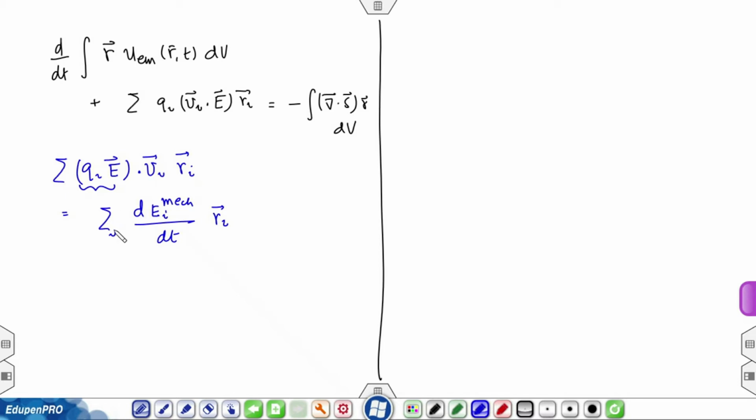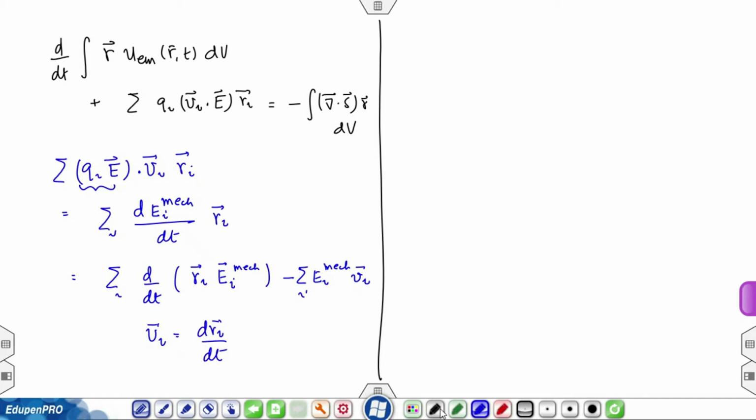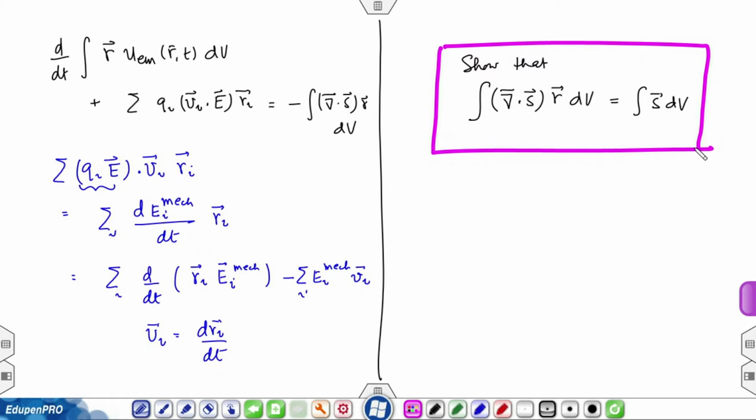This is summed over i, which is nothing but summed over i of d/dt of (r_i E_i mechanical) minus E_i mechanical v_i, summed over i, where v_i is dr_i/dt. That is number 1. Number 2, I will leave this for you. Show that the integral of the divergence of S multiplied by r dV is equal to the integral of S dV. I am leaving this for you to show. It is exactly like what we used to do in the current.